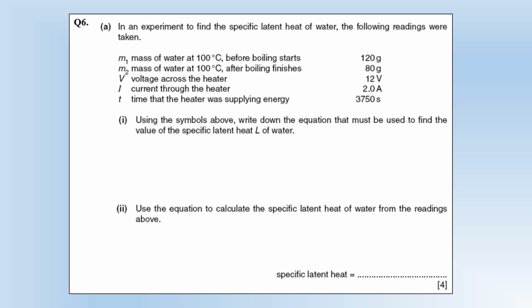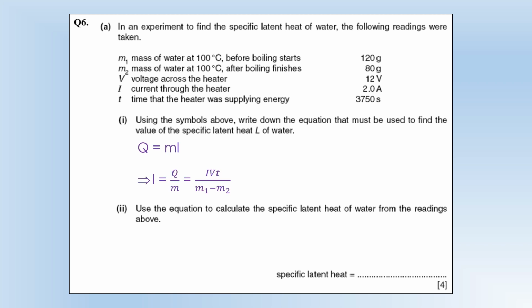So in an experiment to find the specific latent heat of water, the following readings were taken: the mass of the water before the boiling starts, the mass of the water after boiling finishes, the voltage across the heater, the current through the heater, and the time that the energy was supplied. Using the symbols above, write down an equation that was used to find the specific latent heat of water.